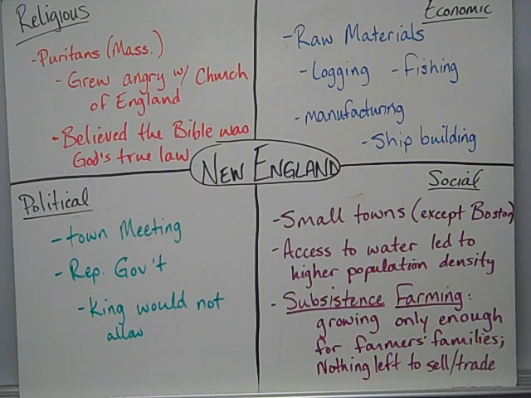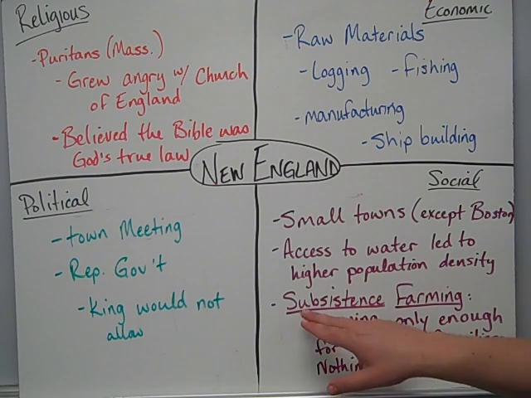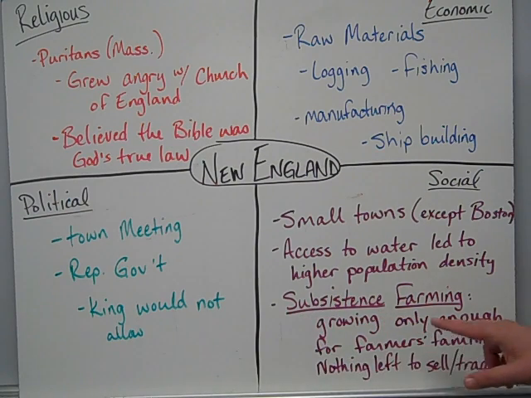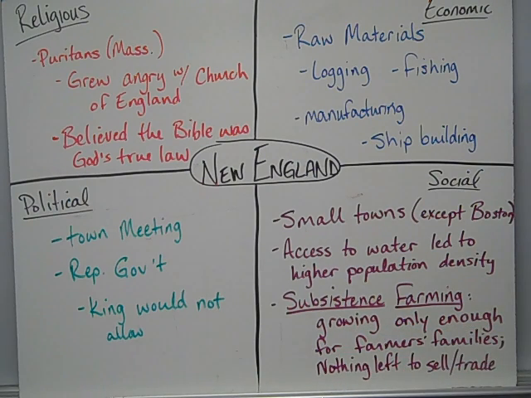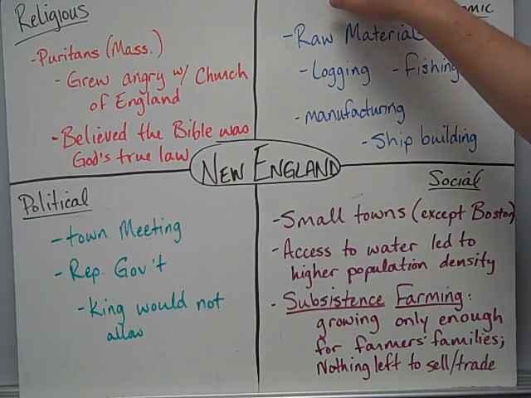And we've discussed previously that the soil in New England is poor. Well, yes, but you still can grow things. And a lot of the social farming was called subsistence farming. And what I mean is that's where you only grow enough food for your family. You don't have anything left to sell or trade. And that's the thing that's different between New England and the others: yes, the soil is poor, but you could still grow some things. You just didn't have any left over to sell or trade.